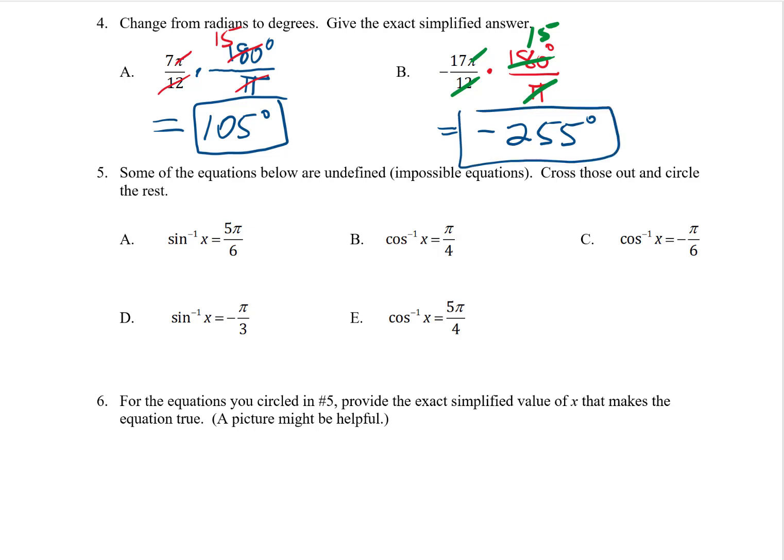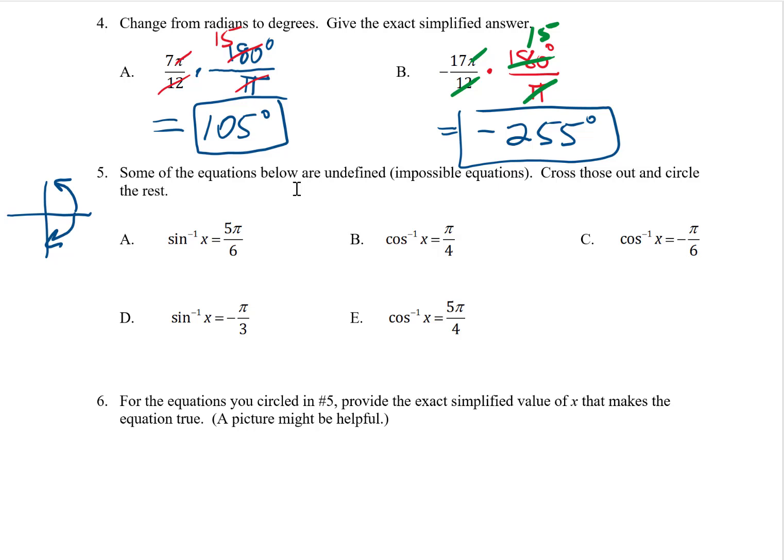Problem number 5. Some of the equations below are impossible equations. We want to cross those out and circle the ones that are good equations. What would make one of these impossible? Remember, it's all about the restrictions on the inverse sine functions. They're very limited. They only know about certain angles. Let's do these two first with sine inverse. Remember, sine inverse only knows about angles between negative 90 degrees and positive 90 degrees. In other words, between negative pi over 2 and pi over 2. It's never heard of any other angle.